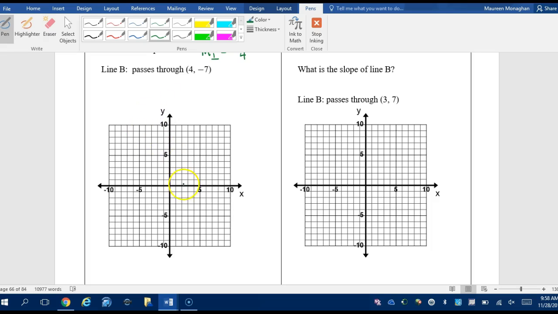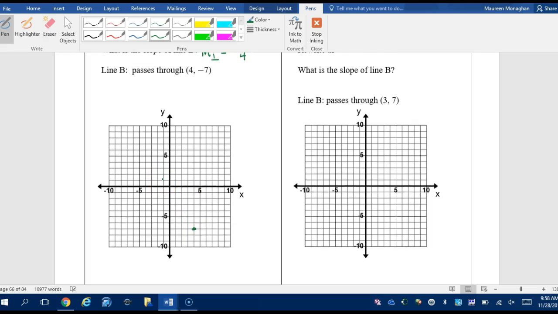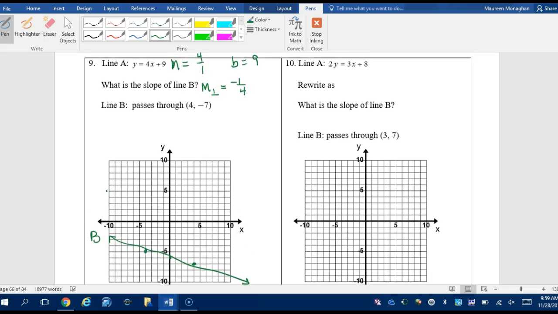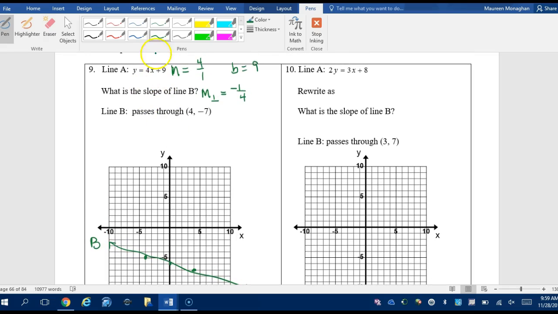So let's see where that is. 4, -7. And I said it was a negative slope. So it's going to go up 1 over 4, up 1 over 4. It's going to be going downhill. Oh boy, downhill. That's line B. And I should have done line A. Where's that? 4x plus 9.